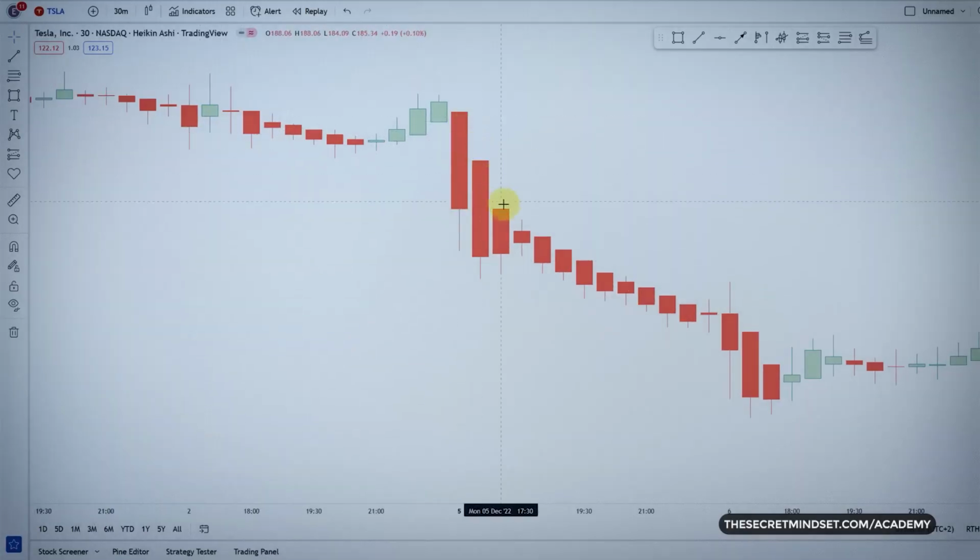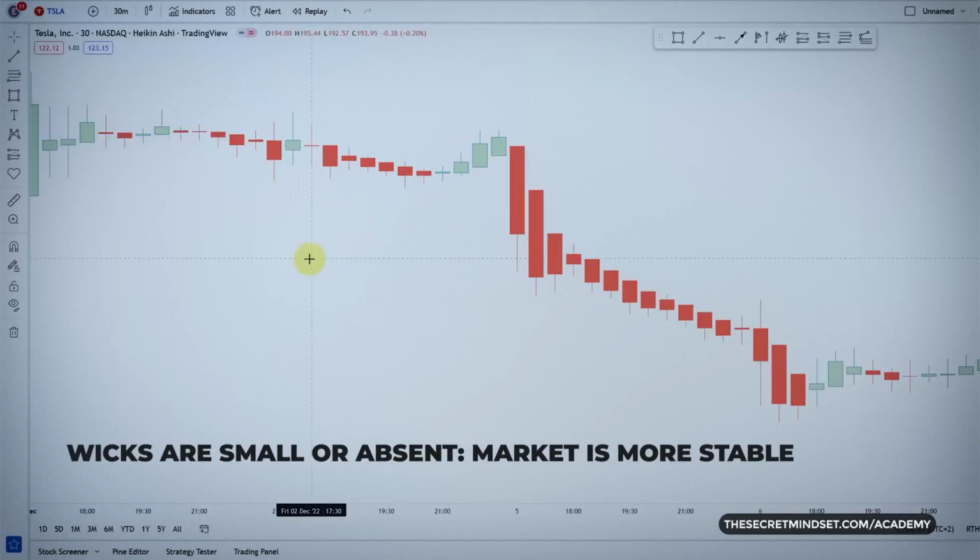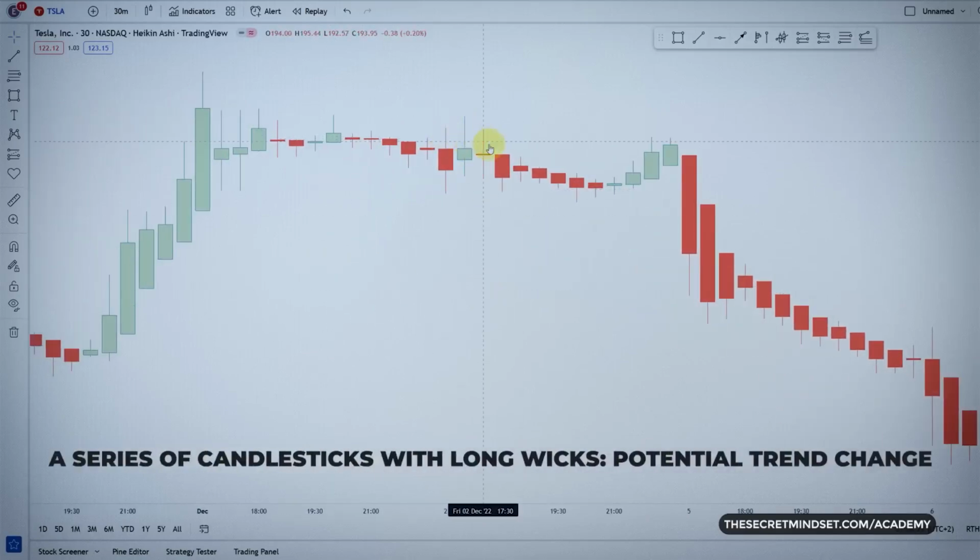On the other hand, if the wicks are small or absent, it may indicate that the market is more stable. A series of candlesticks with long wicks on a Heiken Ashi chart is something you should pay attention to, because this can potentially indicate a change in trend.